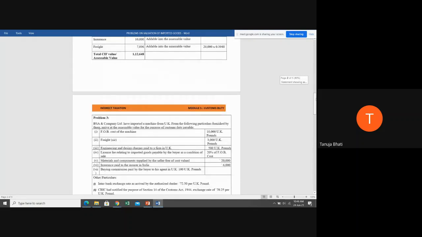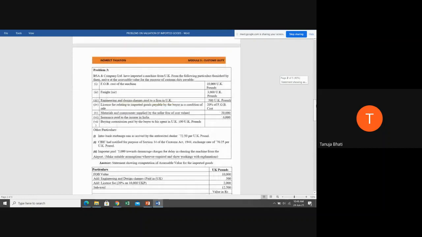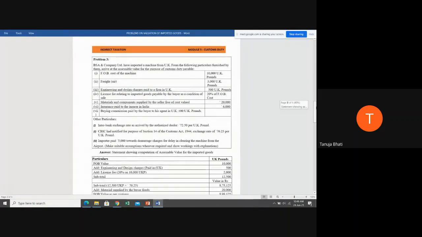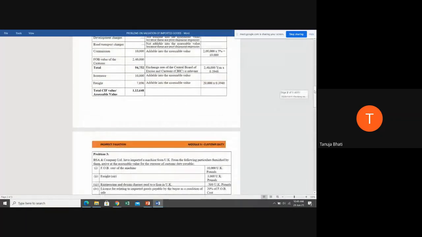Is this problem clear to everyone? Yes, students? Yes, ma'am. Okay. Problem number 3, I don't think we will be able to complete it by 11, so we will solve this particular problem in our next class. Okay?